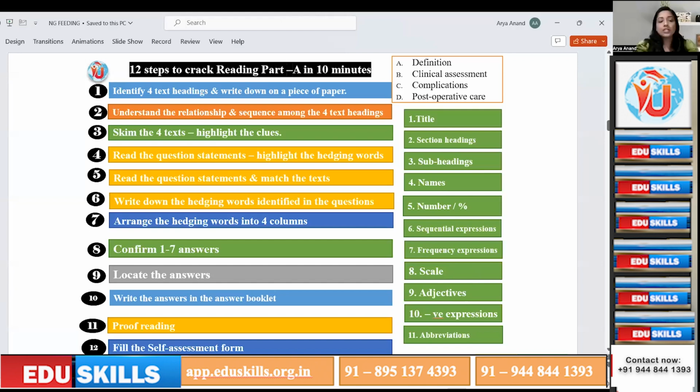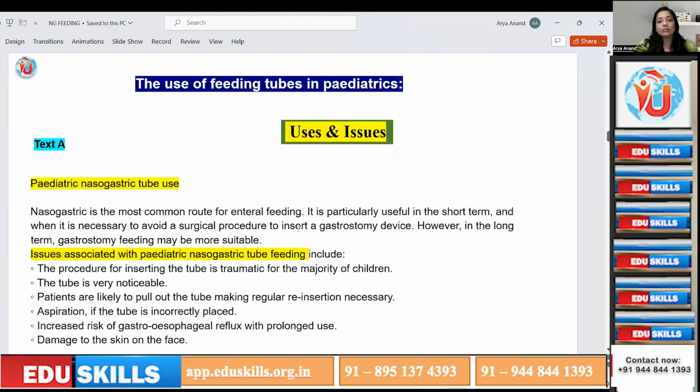So here, pediatric nasogastric tube is the most common, all those things I have mentioned, but you only need to skim, okay? When you're skimming, you can underline nasogastric, then enteral feeding they have mentioned. Then the gastrostomy device is mentioned here that you can underline. Fine. Then issues associated with pediatric nasogastric tube feed. Some of the issues they have mentioned here. Finally, the nasogastric use and issues associated with pediatric nasogastric tube feeding are mentioned here. So I just named it as uses and issues.